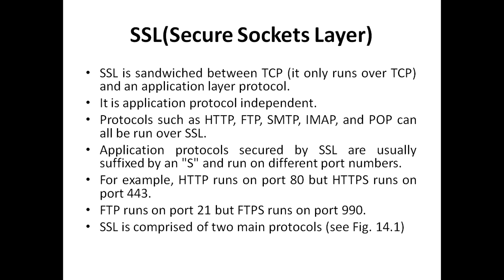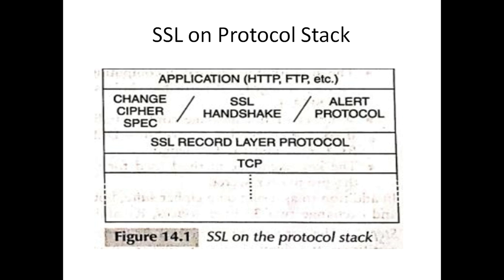So SSL is comprised of two main protocols. One we call it as SSL handshake protocol, another is called as SSL record layer protocol. So here is the SSL on the protocol stack. We have an application layer where we are going to use protocols like HTTP, FTP. Then below of that one is SSL handshake protocol, then SSL record layer protocol, and then we have TCP, that is transport layer protocol. So in between transport layer protocol and application layer protocol, this SSL is situated.